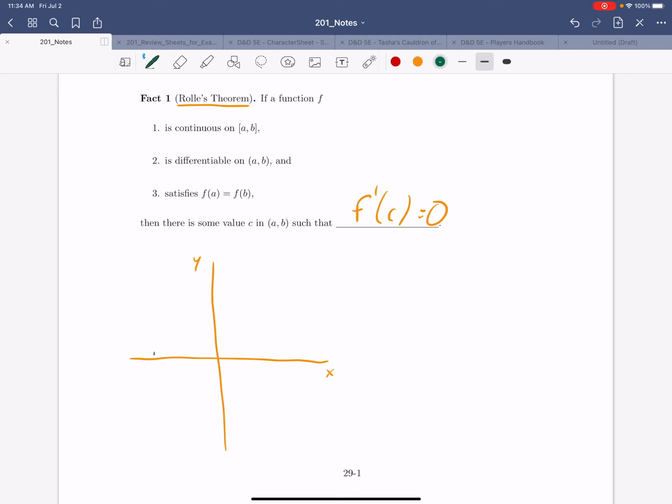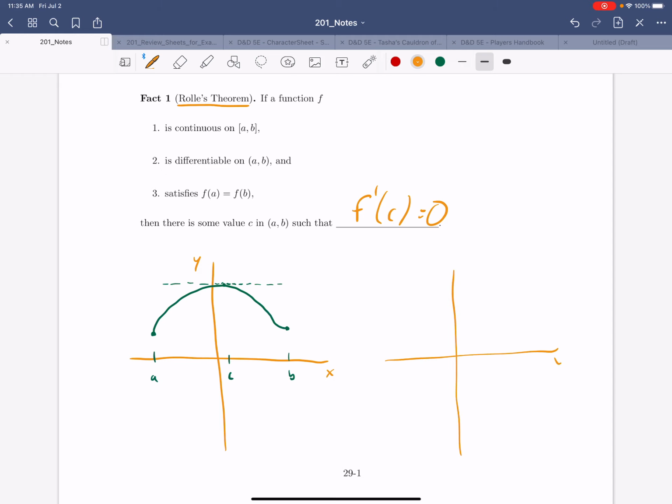Right, because if you just choose some x values A and B, then whatever your function does, if it starts and ends at the same point, maybe right here, well then there's got to be some place, looks like it's right here, where the derivative is 0, right? The slope of the tangent line is 0. It's a horizontal tangent line.